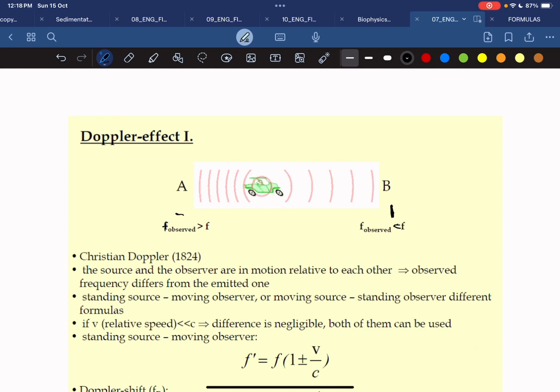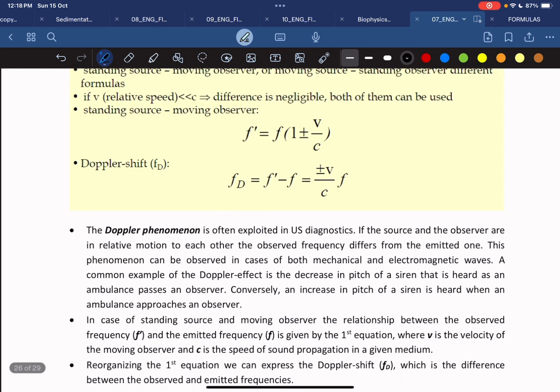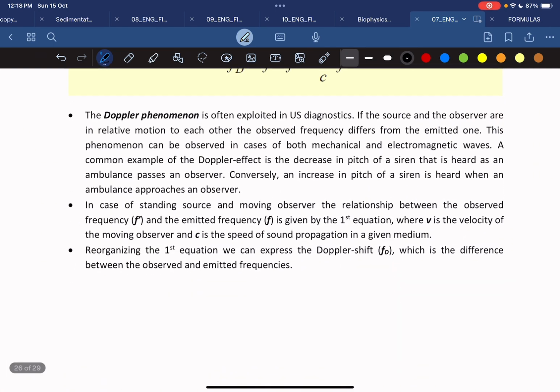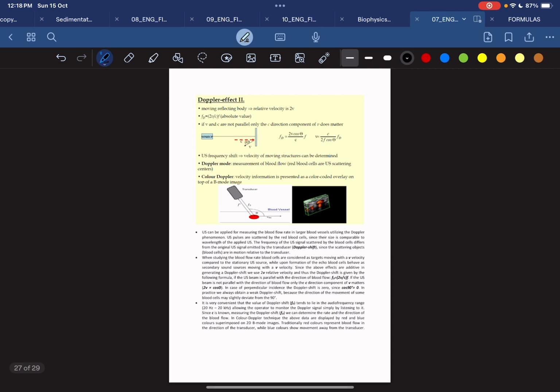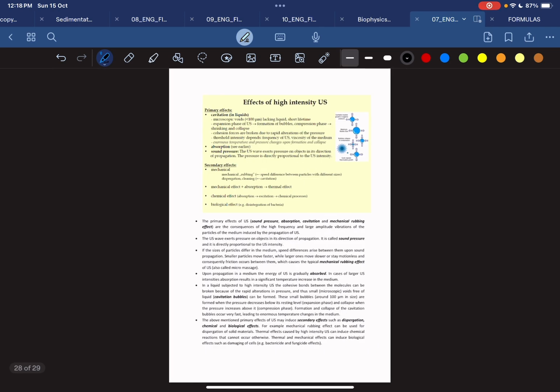That is that. So that is Doppler's effect. Doppler's phenomenon is often expressed and used: the source and observer are in relative motion to each other, and the frequency differs from the emitted one. This phenomenon can be used both in medical and electromagnetic waves. Okay, guys, so that's that. You need to learn about that.